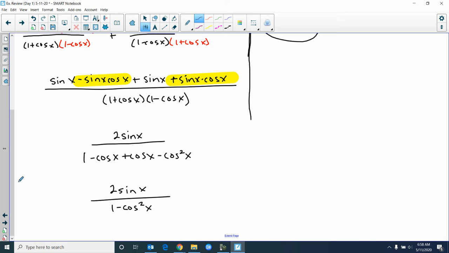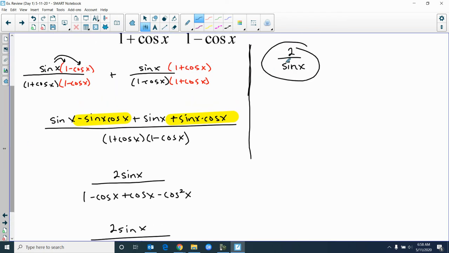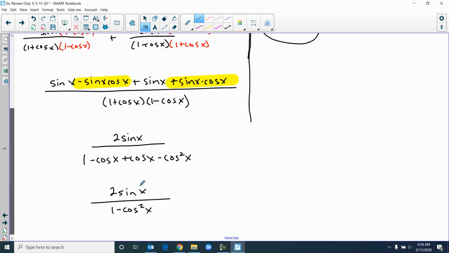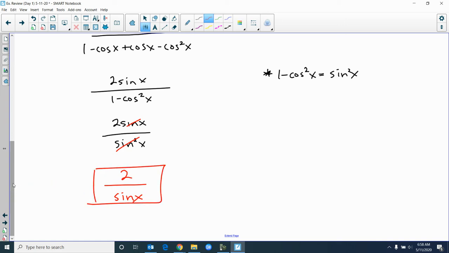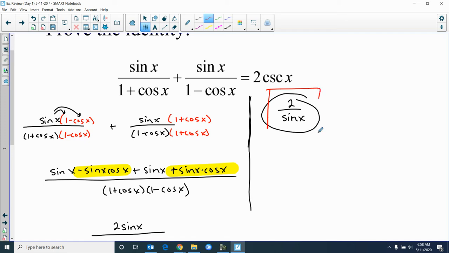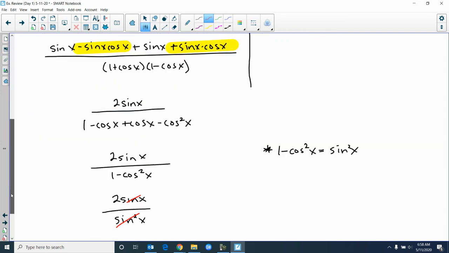All right, we're getting closer. I got this 2. I do see a sine of x, but it's in the numerator. But we remember 1 minus cosine squared x equals sine squared x. And so I can replace that with sine squared of x. And then they cancel. And I'm left with 2 over sine of x, which is what I have over here.